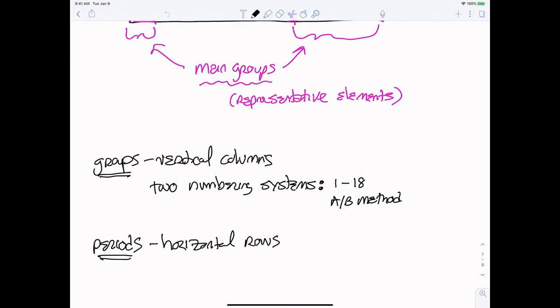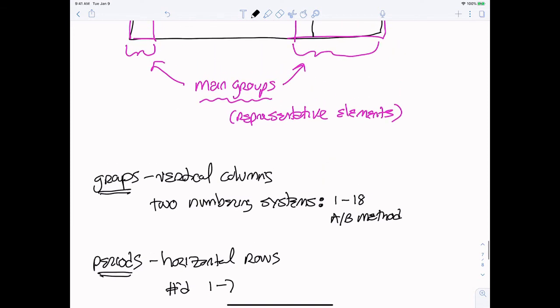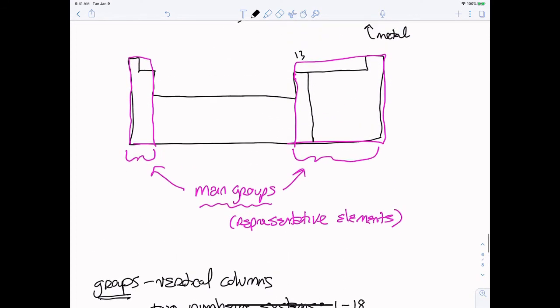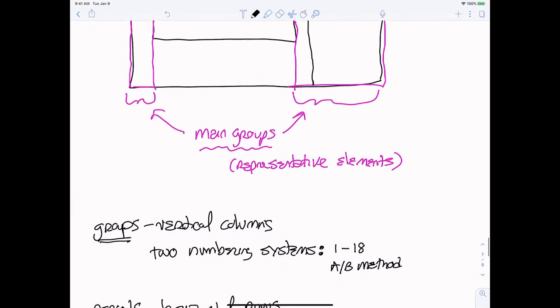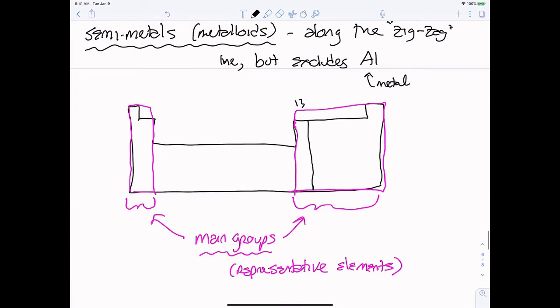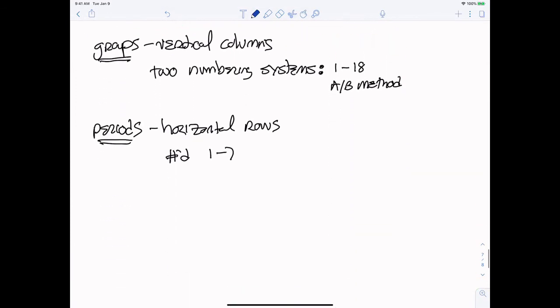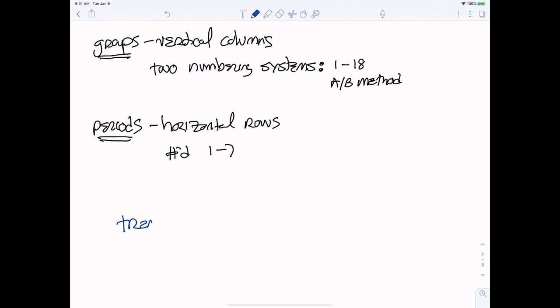So periods are my horizontal rows. These guys are numbered 1 through 7, and then watch out for those 2 at the bottom, which we're going to give names to here in a second. So groups are my columns, periods are my rows. Main groups are 1 and 2, 13 through 18, or my A block if you want to use that method. The other designation we're going to have are transition metals. And transition metals are my B block.